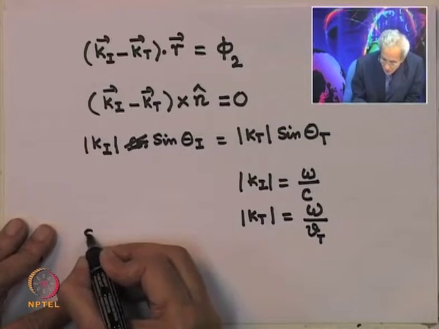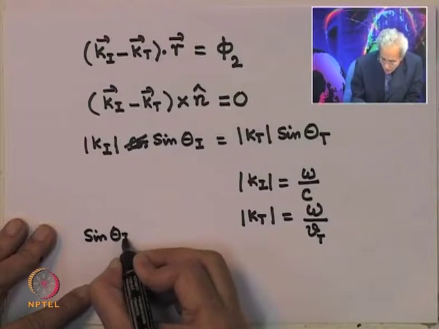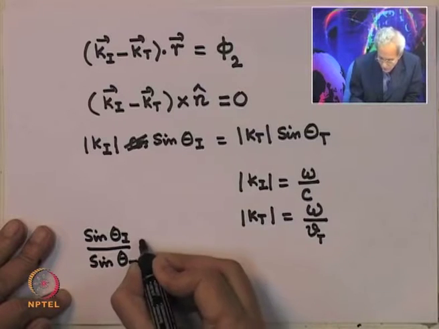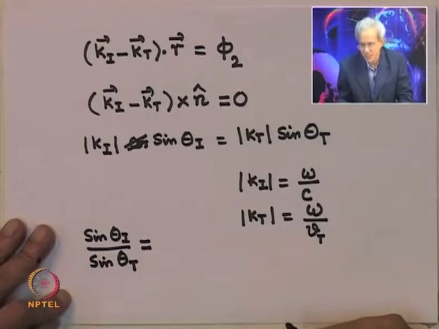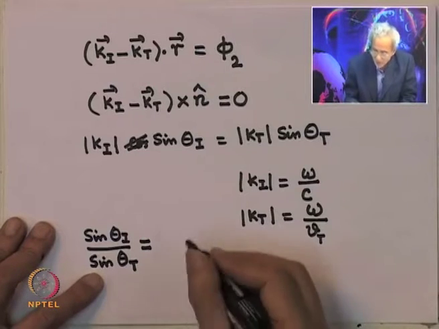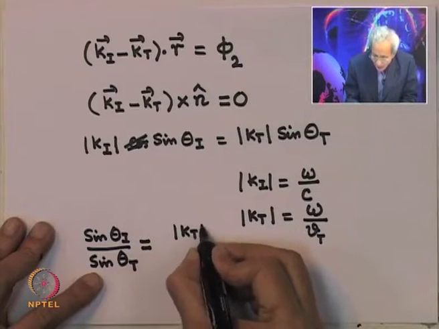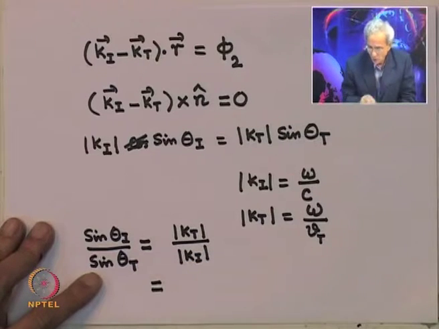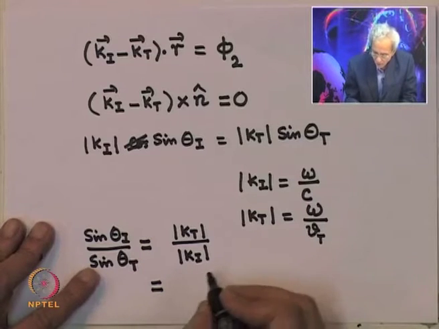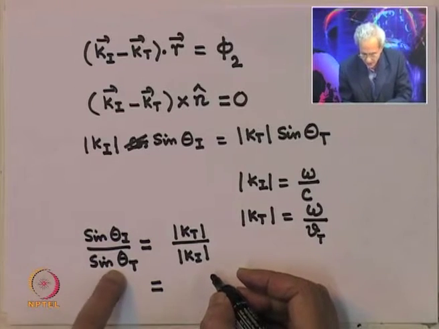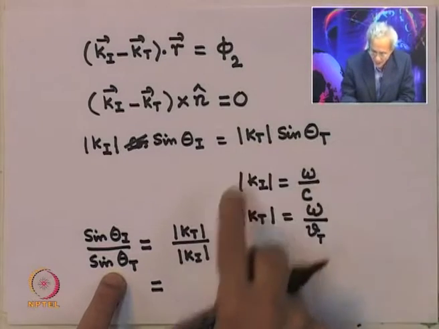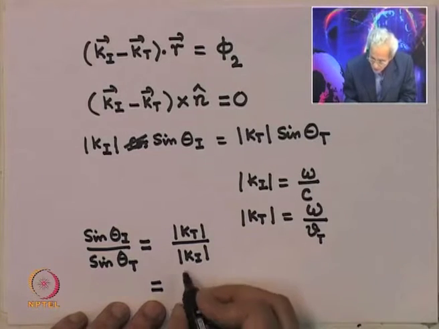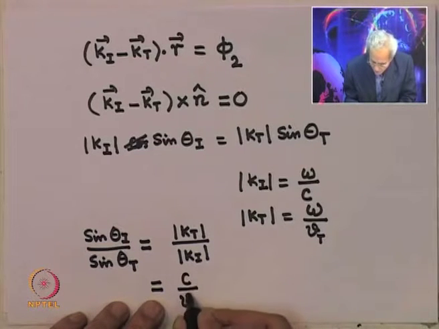So, therefore, sin theta I by sin theta t, the sine of the angle of incidence divided by the sine of the angle of transmission, is the magnitude of k t divided by the magnitude of k I. That is k t by k I, where k t is omega by v t. So, therefore, this will be c by v t.